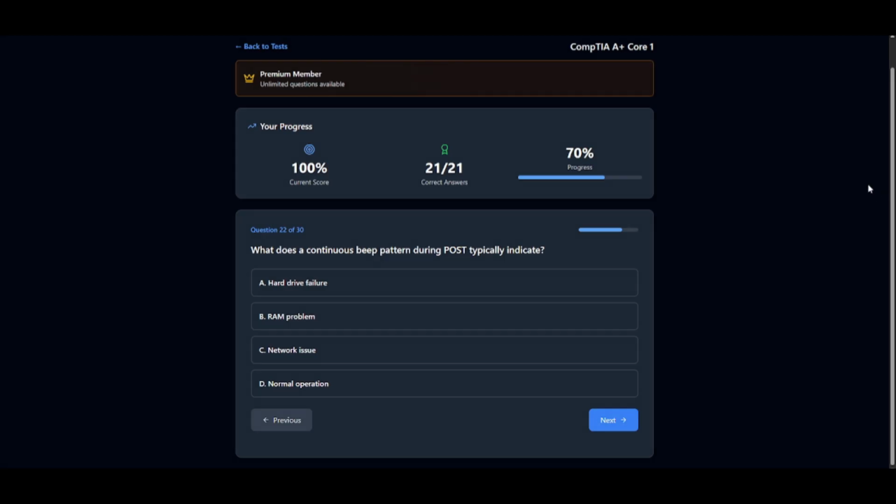All right. And the answer to this question would be B. Most likely, it is indicating a RAM problem in your system. It could either mean that the RAM is not seated properly, the RAM is simply not functional, things of this nature. Question number 23. What does a burning smell from a computer typically indicate?